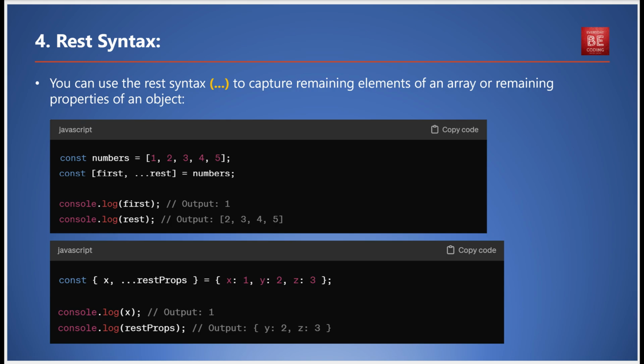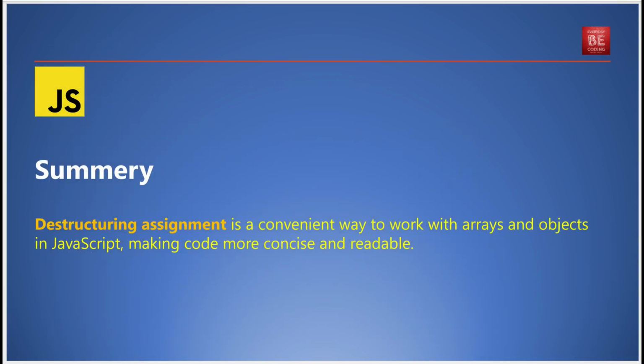{x, ...restProps}. In summary, destructuring assignment is a nifty way to work with arrays and objects in JavaScript. It makes your code more concise, more readable, and easier to manage. So, the next time you find yourself dealing with complex data structures, remember destructuring assignment. It might just be the tool you need to simplify your code.